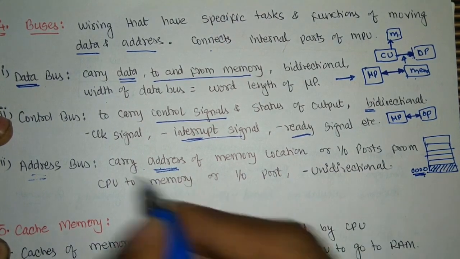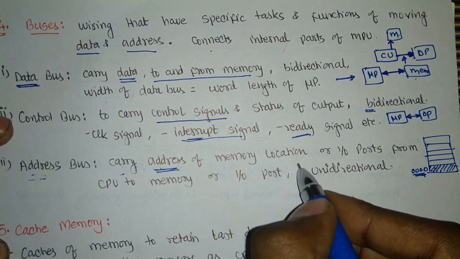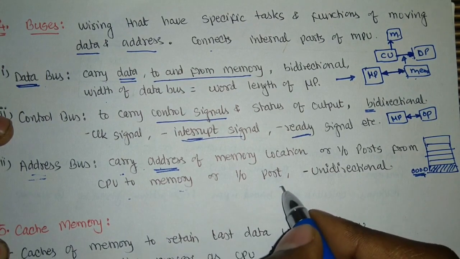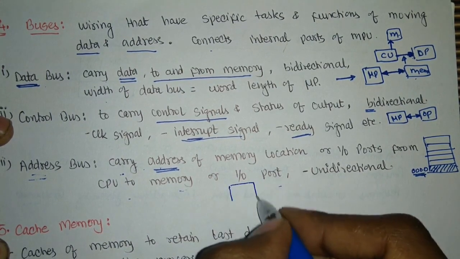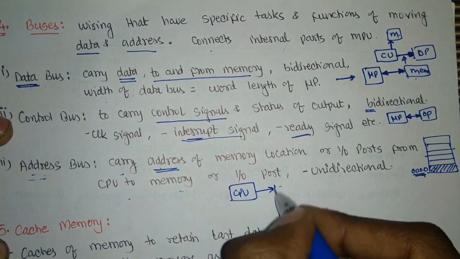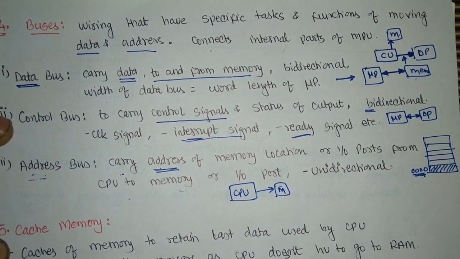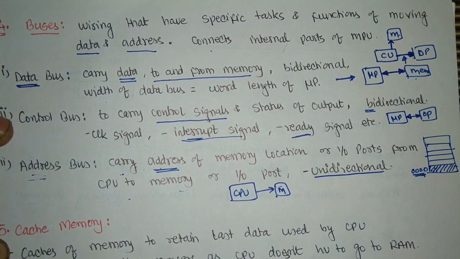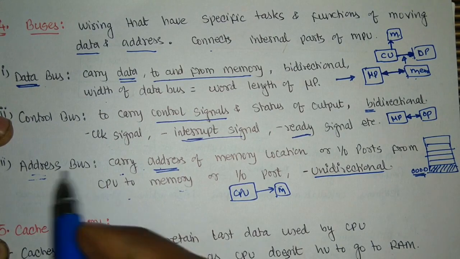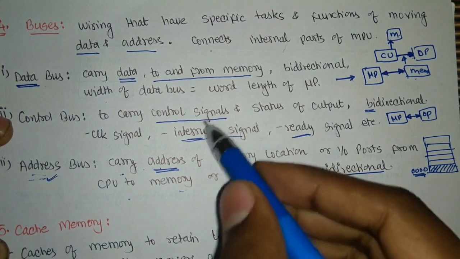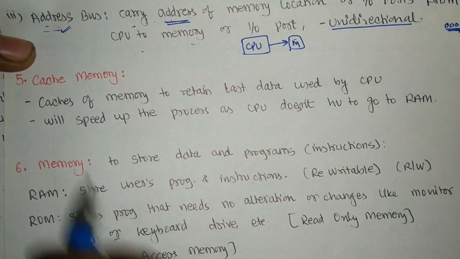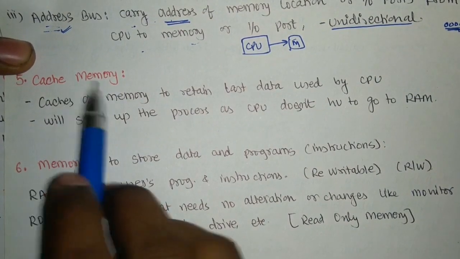In order to carry the address of a memory location or input output ports from CPU to memory or input output port, it is only unidirectional. From the CPU it will be going to the memory, or to the input or output devices, carrying that particular address. So it is unidirectional in nature, and that is a basic difference here. Only the address bus is unidirectional in nature. The other two are bidirectional, and we have a total of 3 types of buses in our microprocessors.